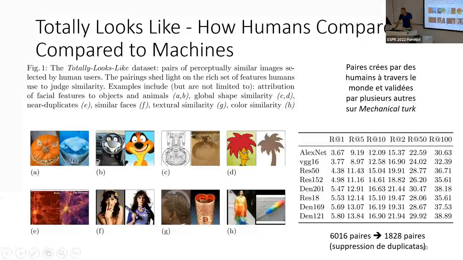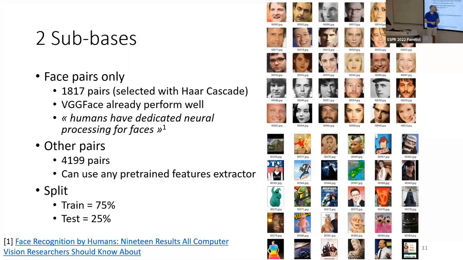So, when you take a closer look at this data set, you can see that the vast majority of the pairs are faces. It's often people making pairs of people looking similar while not being the same identity. It's not what is interesting for us right now. We are more interested in the other pairs of objects, or humans similar to something else.